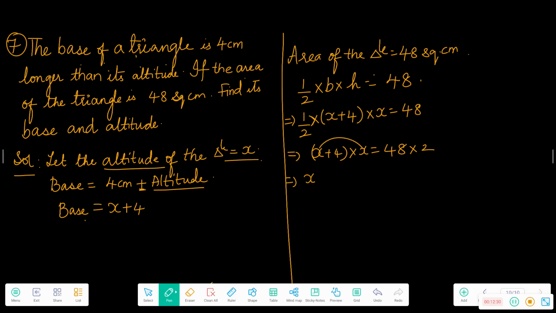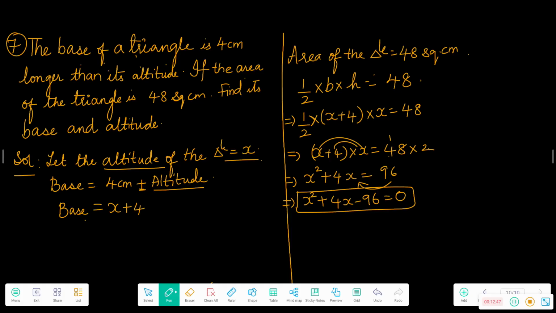So x into x will give x square, plus 4 into x will give 4x, is equal to 96. So x square plus 4x minus 96 is equal to 0. Now here we got a quadratic equation. We can find the roots of this quadratic equation by factorization.